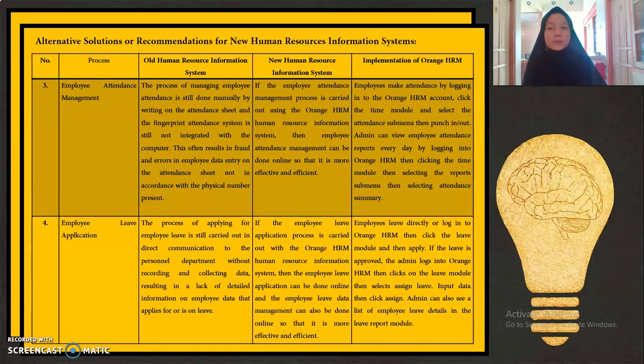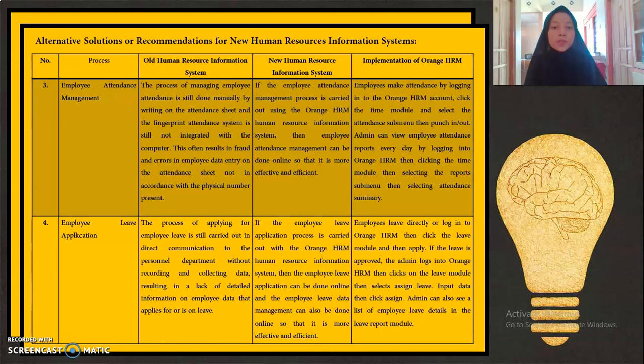physical number present. But the new human resource information system explains that if the employee attendance management process is carried out using the Orange HRM human resource information system, then employee attendance management can be done online so that it is more effective and efficient. So the implementation of Orange HRM is that employees make attendance by logging into the Orange HRM account, clicking the Time module and selecting the Attendance submenu. Then punch in or out.